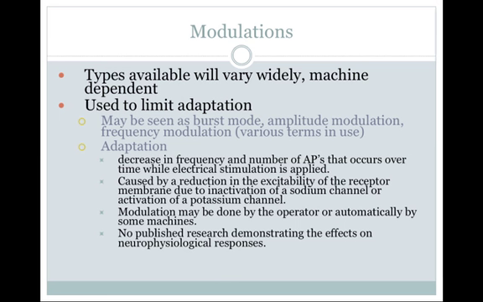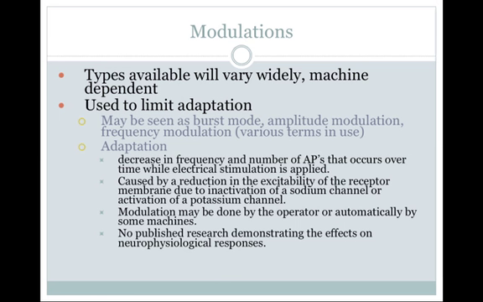Different modulations are available on different machines, and usually modulations are there to limit the adaptation of your patient to a particular stim. On a TENS unit, you'll see that listed as maybe a burst mode. On some machines you'll see amplitude modulation or frequency modulation. If it's amplitude modulation, it's going to vary the amplitude by a set percentage. And a lot of times that's what your setting is.